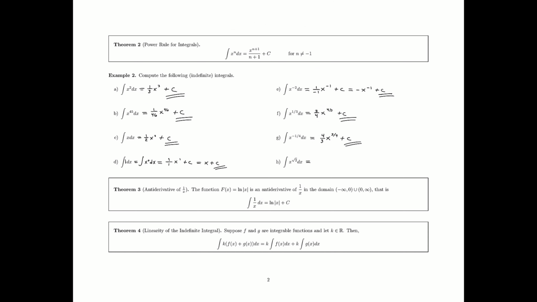For this one, we'll have x to the square root of 2 plus 1 divided by that whole thing.